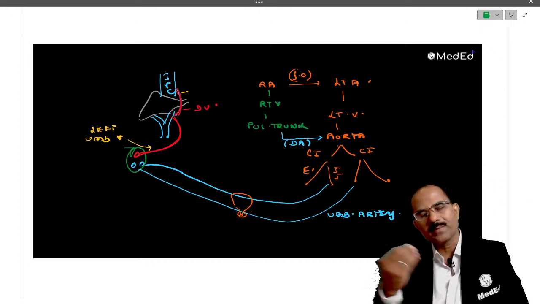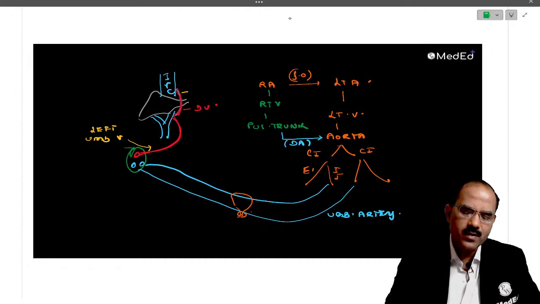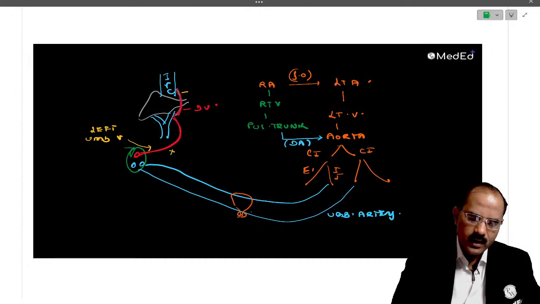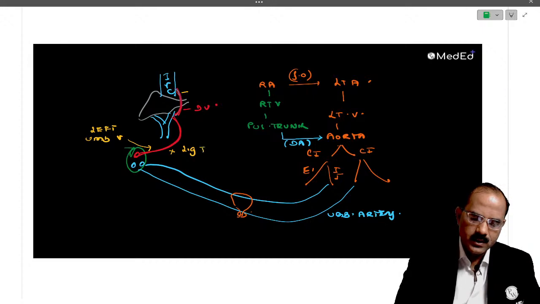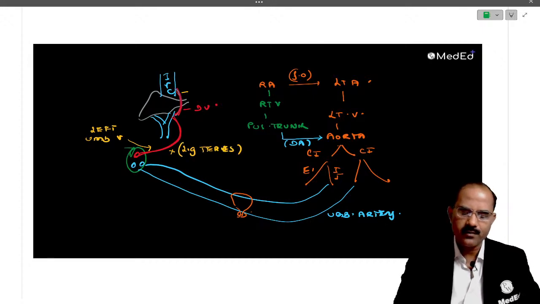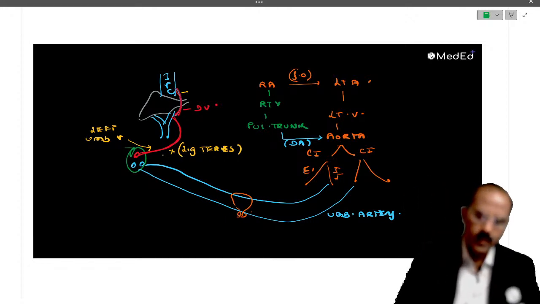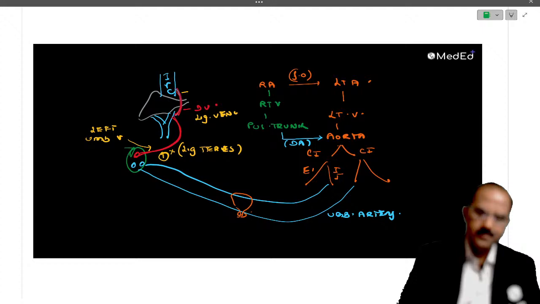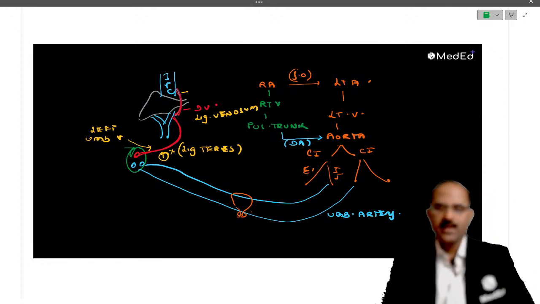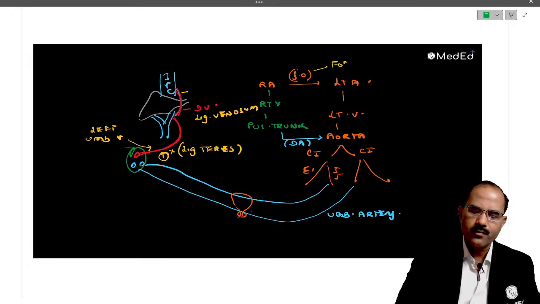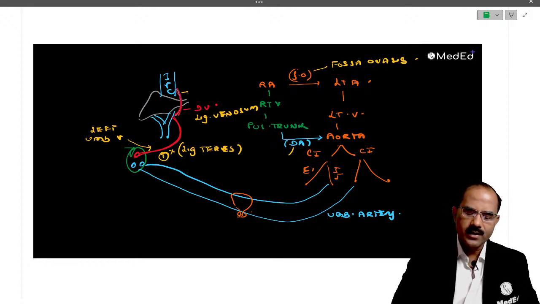So now you tell me what happens after birth. After birth, this is gone. The left umbilical vein is gone, and this becomes the ligamentum teres. The obliterated left umbilical vein becomes the ligamentum teres. That's number 1. The ductus venosus becomes the ligamentum venosum. The foramen ovale becomes what? Fossa ovalis. The ductus arteriosus becomes the ligamentum arteriosum.